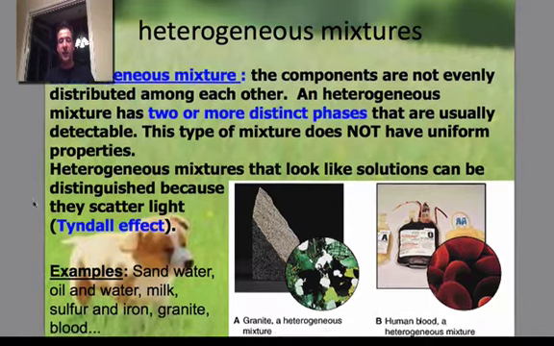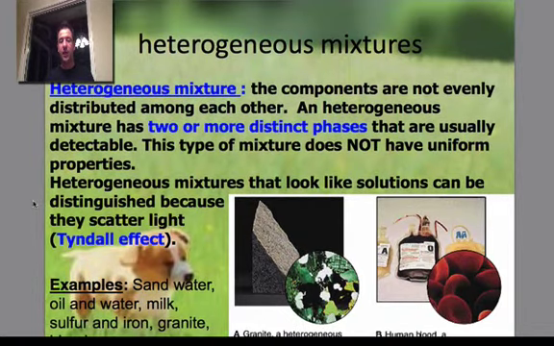So if you take a look at this picture here, you take a look at the granite. Well, that's a chunk of granite. And you look at the cross-section and the colors, the green and the yellow, black, and the white, they're not uniformly scattered, which means they don't have the exact same pattern throughout. They're scattered, kind of messy and all over the place. That means they're heterogeneous.